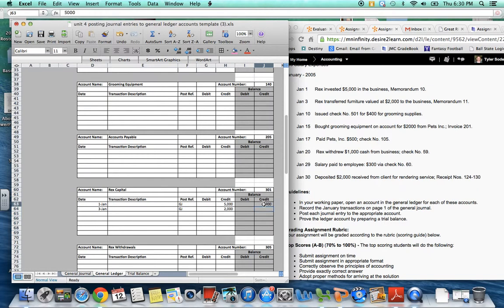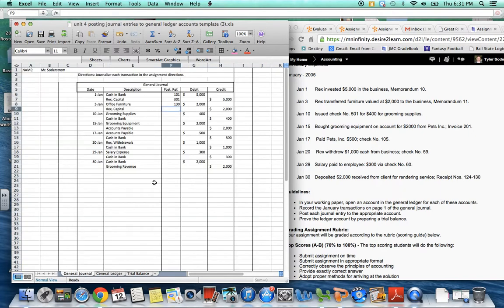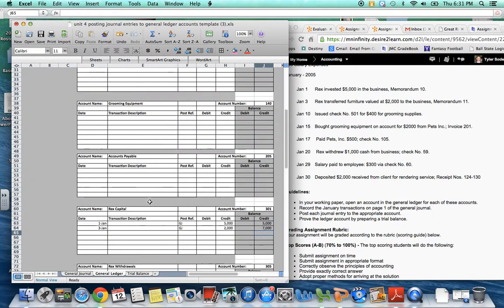Another way that I could tell is anytime that you have a credit and a credit, you add, a debit and a debit, you add, and if they're opposite, you need to subtract. So if you have a debit and a credit, or a credit and a debit, you subtract. Here I have a credit and a credit, so I'm going to add, and my new balance now is $7,000. $7,000 credit balance for Rex Capital. Fill in my post reference back in the journal.